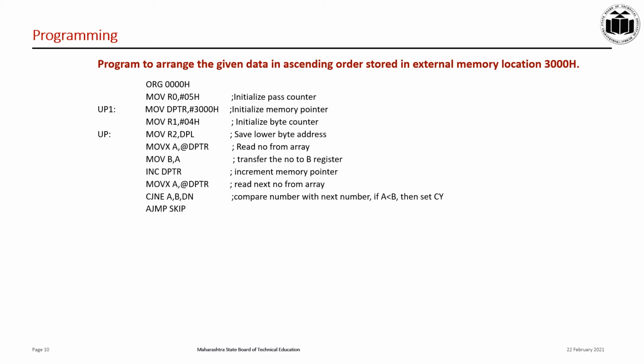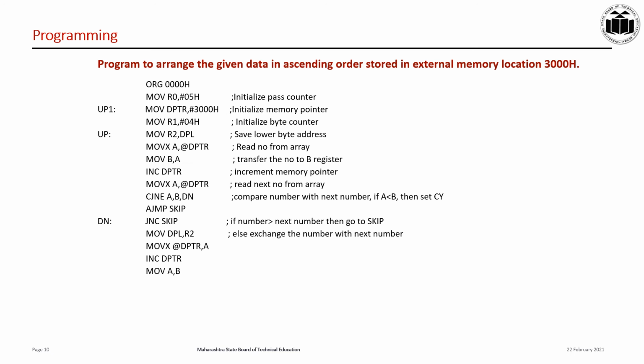Otherwise, if equal, then jump to skip label. If the first number is greater than next number, then go to skip. Else, exchange the number with the next number. For exchanging, move the number in memory address pointed by DPTR by instruction MOVX @DPTR, A, and then increment DPTR and then move the content of B register into accumulator and then move the content of accumulator to memory address pointed by DPTR.